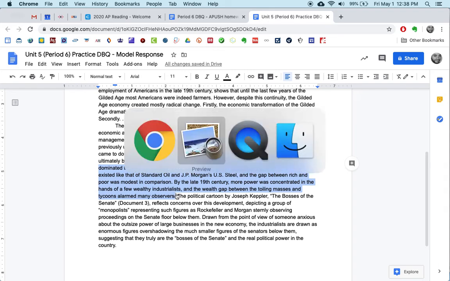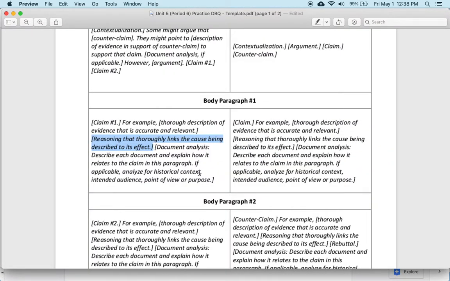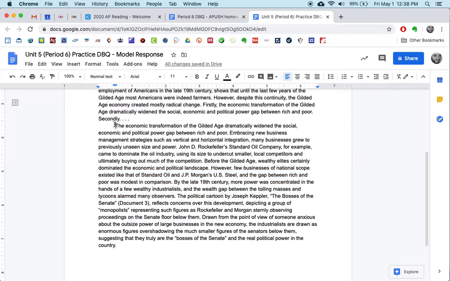And then finally, in this paragraph, I finish up with a little document analysis. I can include one, two, three, four, a million documents here, whatever works in this context. Remember that if I include a document in this paragraph, I have to A, describe the document, this is what's going on in this document, and B, explain how it connects to the claim in my paragraph. So, the claim in my paragraph is that the economic transformations of the Gilded Age dramatically widened the social, economic, and political gap between rich and poor.